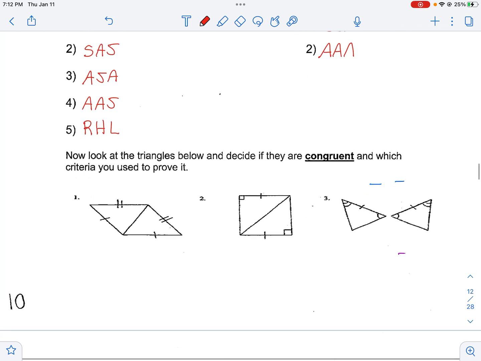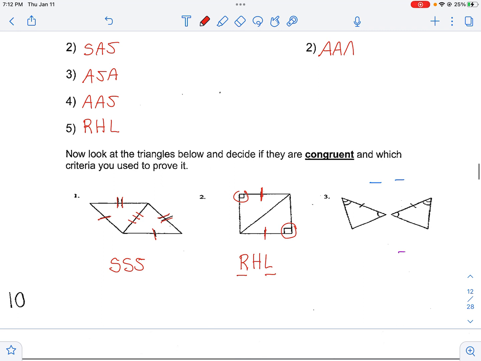Okay, you should have found that in diagram 1, we can prove the triangles congruent using side, side, side, because we have one pair of congruent sides given, a second pair given, and the third pair of sides is congruent due to the reflexive property. In number 2, we can prove that the triangles are congruent using RHL. Both triangles have a right angle, that's your R. Both triangles have a pair of legs that are congruent, that's your L. And once again, using the reflexive property, the side in the middle is congruent, and that side is the hypotenuse, so we can prove they're congruent using RHL.